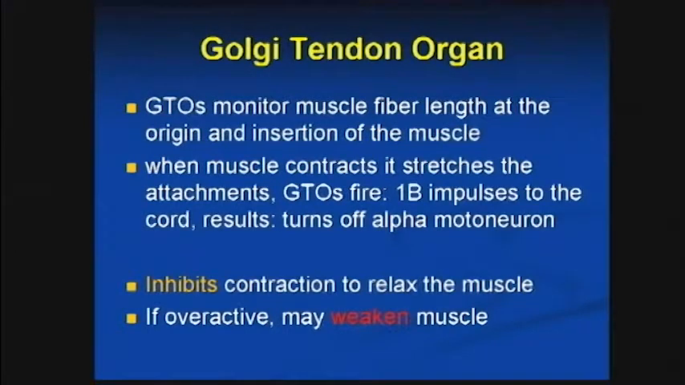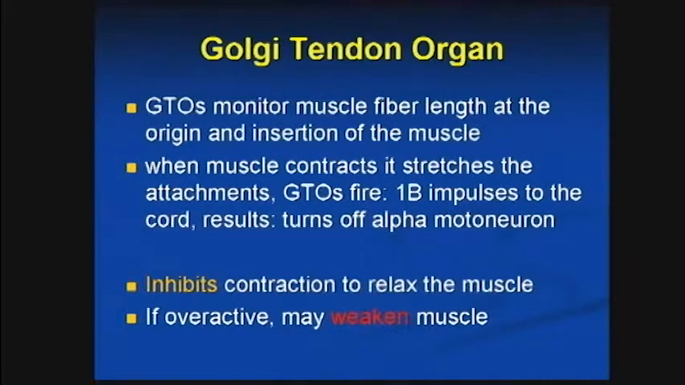Golgi tendon organs. Well, we thought about muscle spindles before. Muscle spindles live in the bellies of the muscles. The Golgi tendon organs live in the ends of the muscle, the origin, insertion, or the attachments of the muscle. So say muscle contracts too hard, too fast. That pulls in its attachment, stretching the Golgi tendon organ.